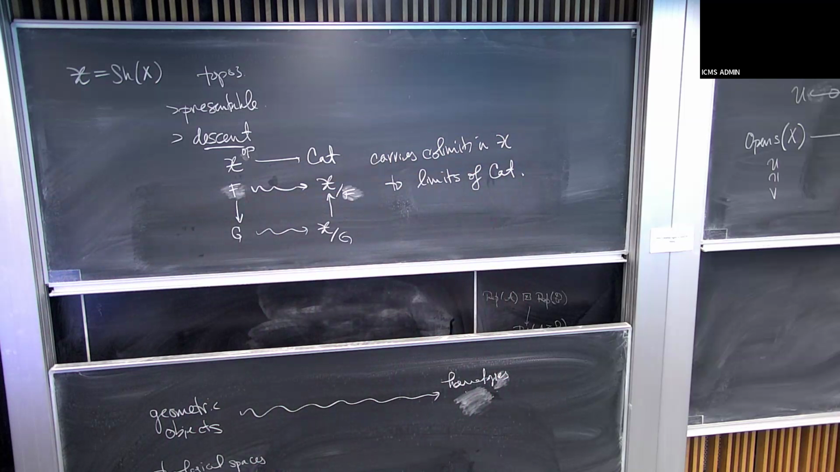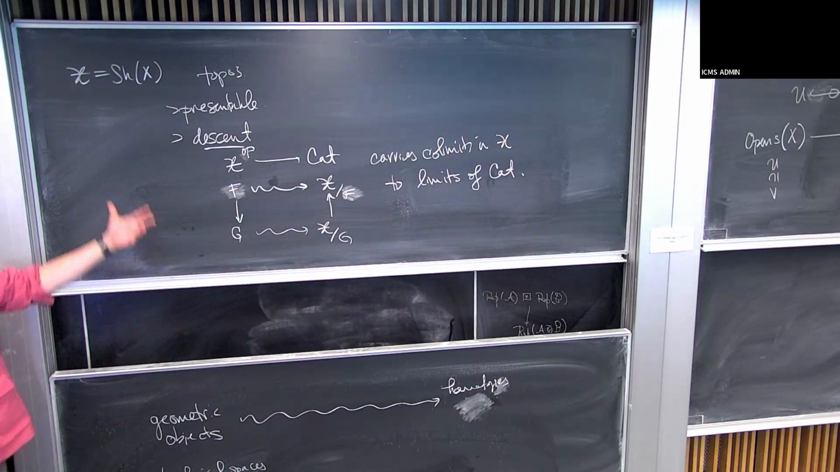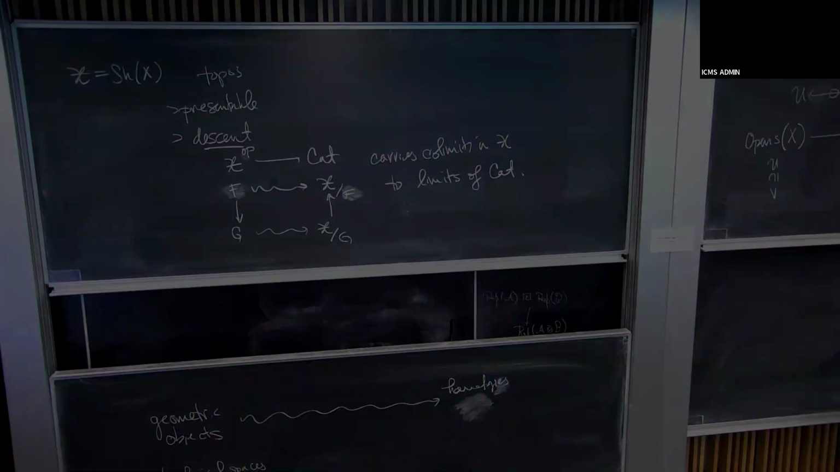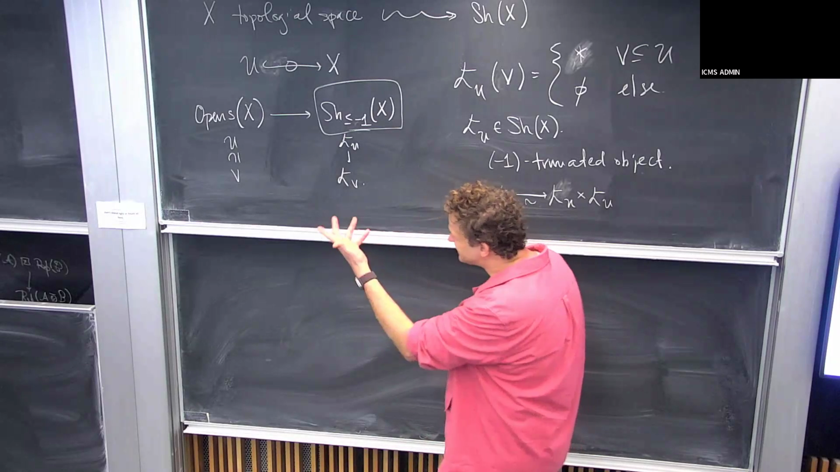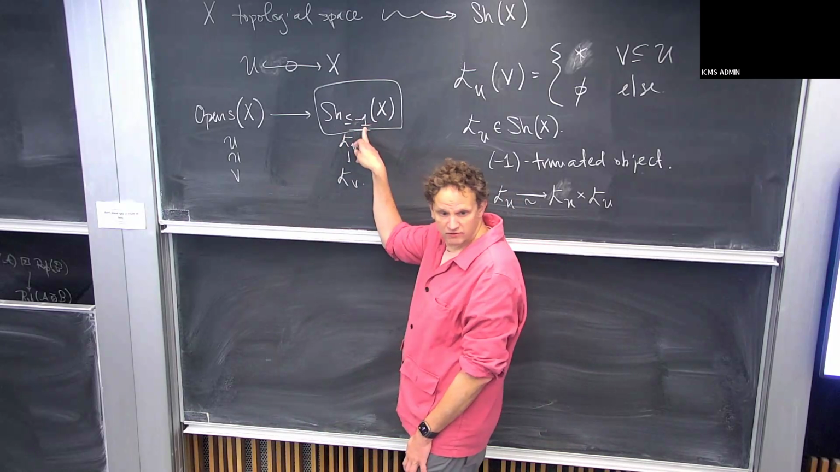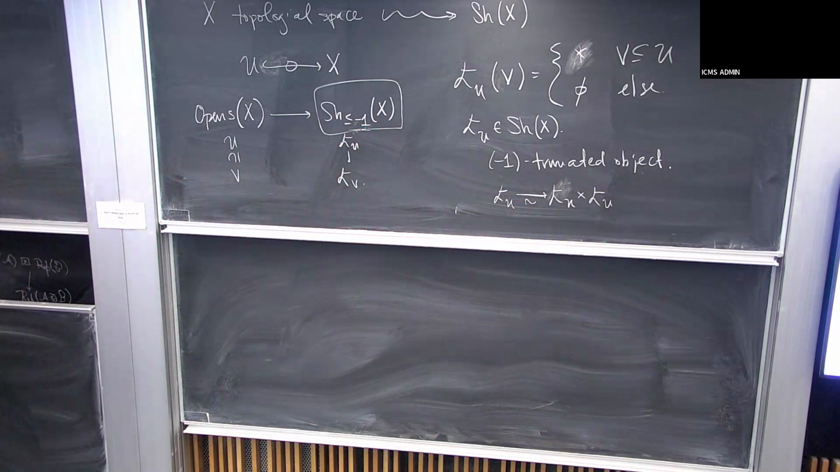So that's what a topos is. And the category of sheaves is an example of such a thing. All right, so let's think about what that means for this category, because this is a subcategory of my category of sheaves. Let's think about what implications that has.